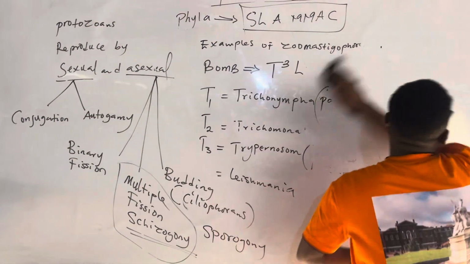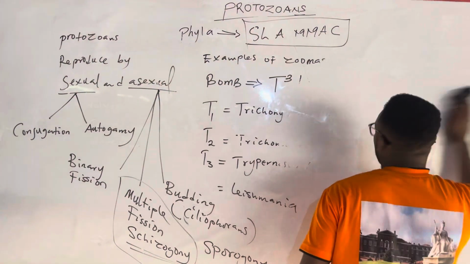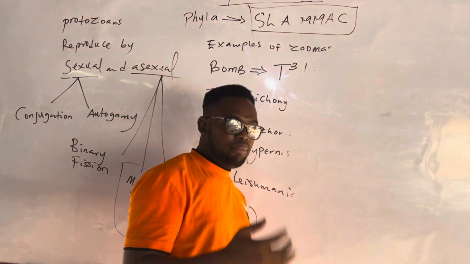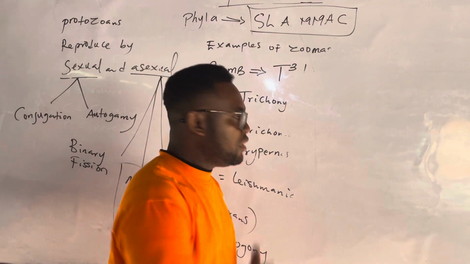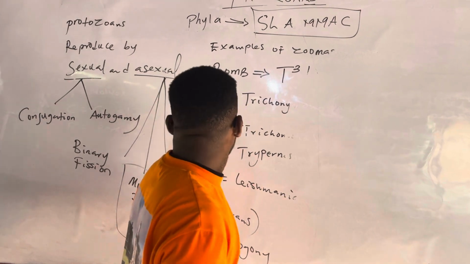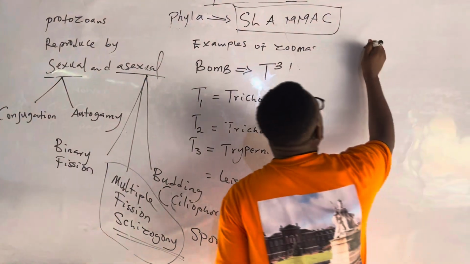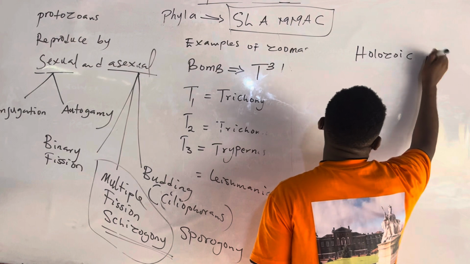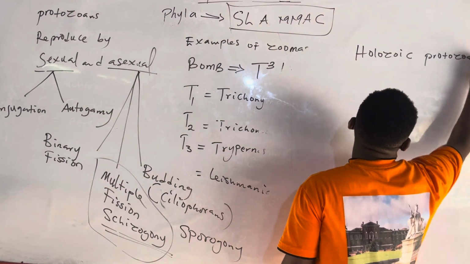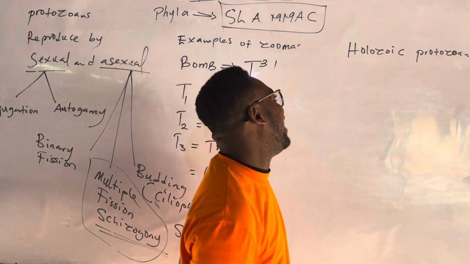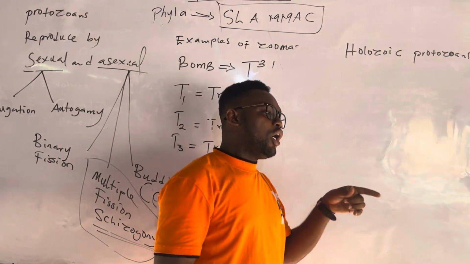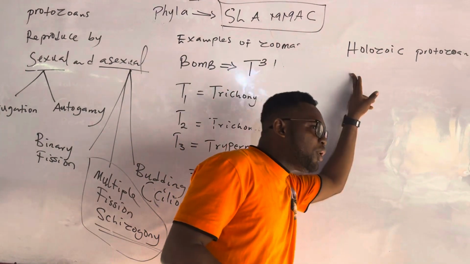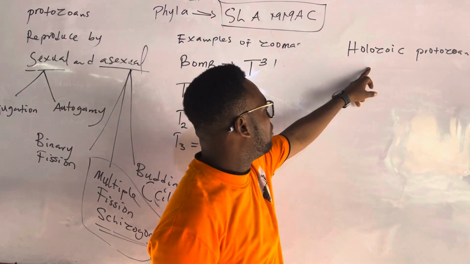But moving on now, there is one last thing I'm going to talk about, because I've said I don't want my videos to be very lengthy. I'll be cutting the videos gradually until we get to the end of this chapter before we pick the next chapter. Moving on now, there's something I need to tell you. What is that thing now? Holozoic protozoans. Holozoic protozoans. If you watch Protozoan 1, I said that protozoans carry out both autotrophic and heterotrophic modes of nutrition. And for holozoic, this is a type under what now? Under heterotrophic mode of nutrition.